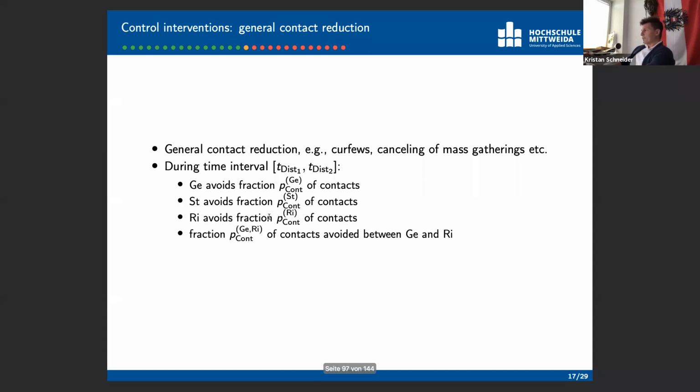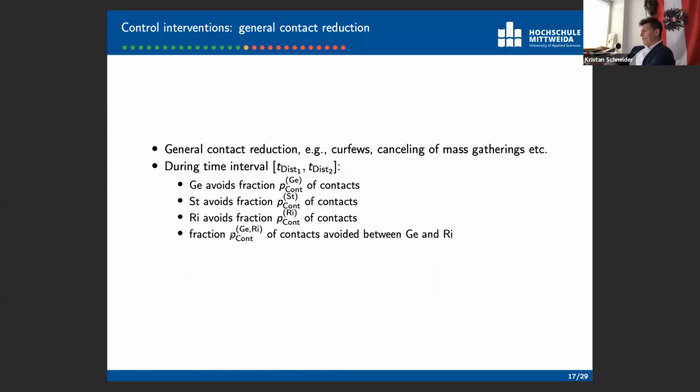And then, of course, we separately look at the contacts between the general population and the risk group that are avoided, which is pretty easy during a lockdown, where you just say you have 0 contacts. You don't let anybody in the facility that is not working there or living there, and then they are properly sealed.